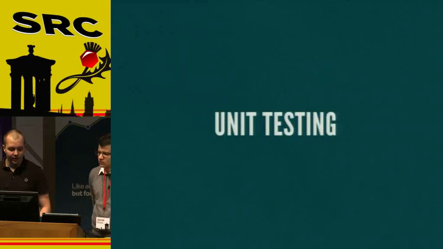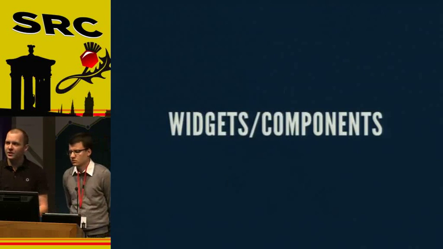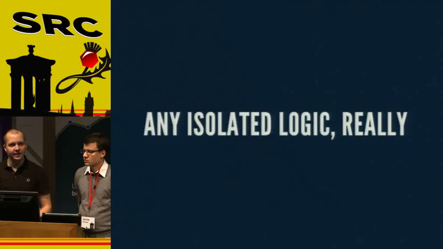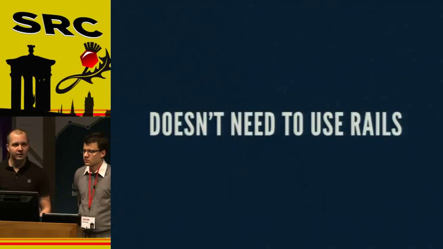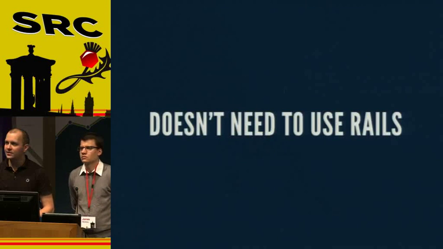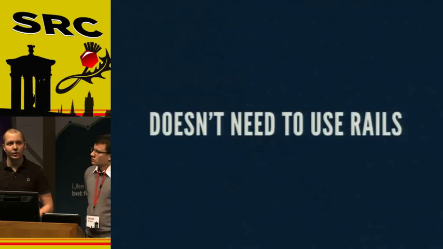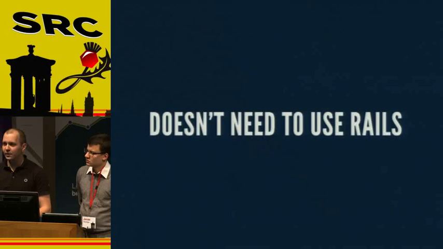Now, with unit testing, we're trying to test widgets or components, usually. We're trying to find any isolated logic that doesn't rely on too many different pieces of your code. We're testing pieces that don't necessarily need to use Rails. If we're testing something that relies on the backend a lot, there's going to be a lot of mocking, etc. So unit testing is perfect for the pieces of your application that are very standalone, or the JavaScript pieces that are very standalone.